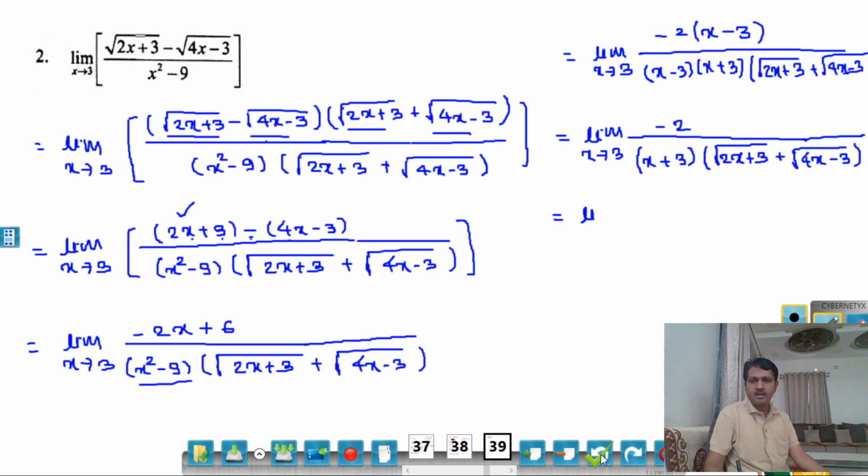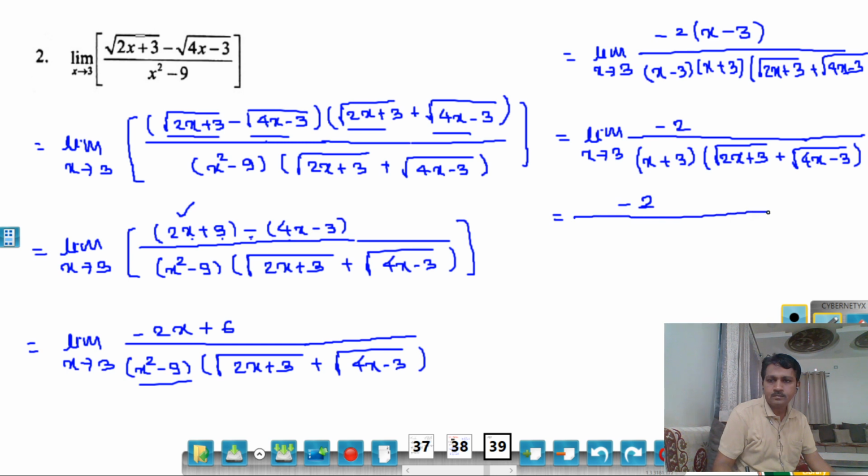Now the denominator is non-vanishing, so I can put the direct value of x equals to 3. Put the value of x equals to 3 as the denominator is non-zero. Here 3 plus 3 is 6. I'll directly write under root of, now I'm putting x tends to 3, 3 into 6... 6 plus 3 is 9. Then plus another root. 4 threes are 12, minus 3 is 9.